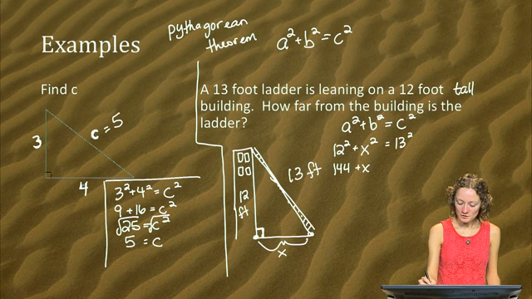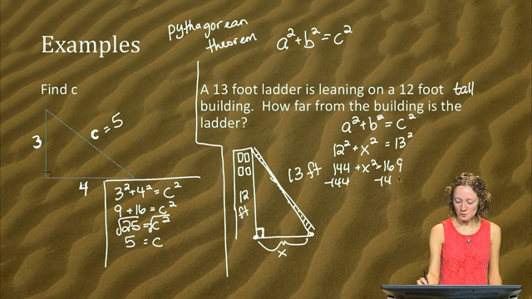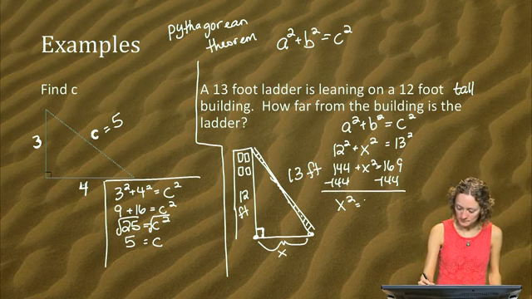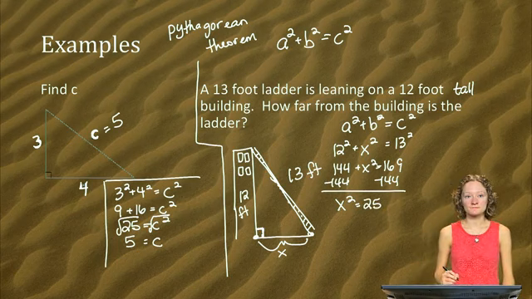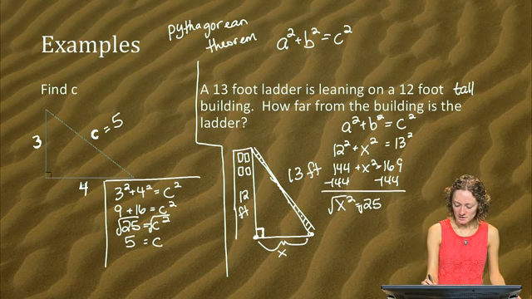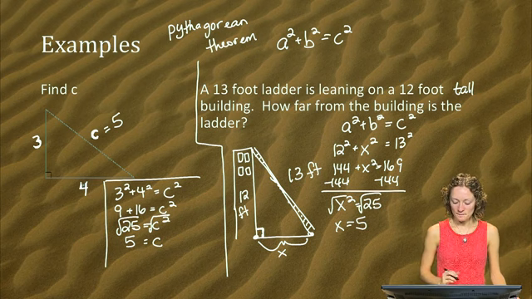12 squared, 144, 13 squared, 169. Subtract 144 from each side. When we subtract, we get 25. Continue solving for x. Take the square root of each side, we get x equals 5. You can expect to be able to solve any Pythagorean problem using the square root at this level at least.